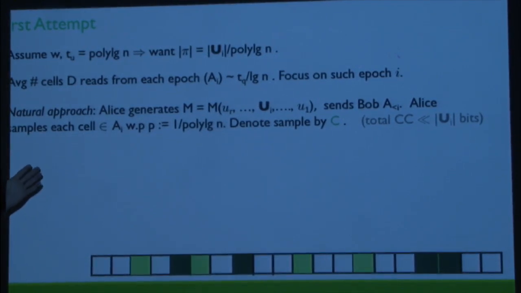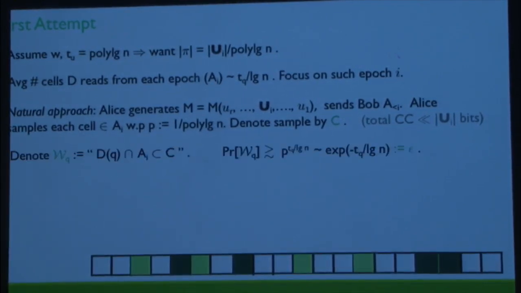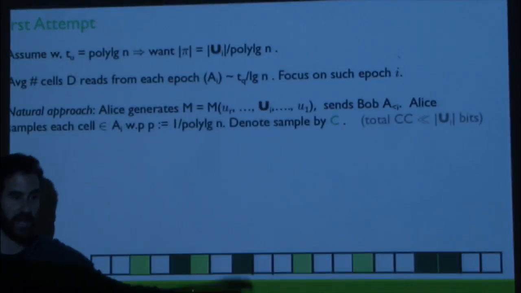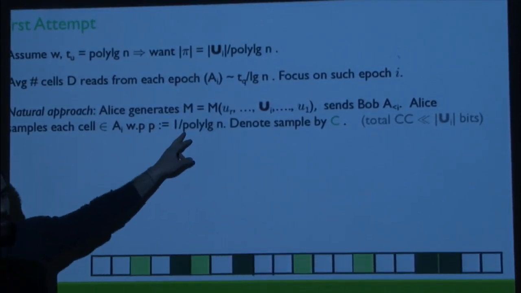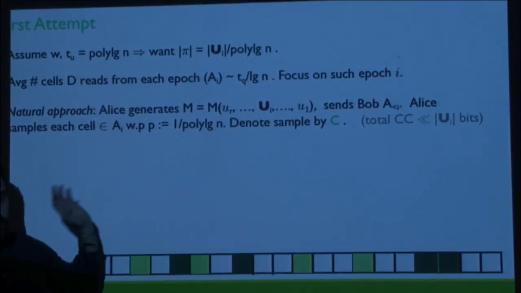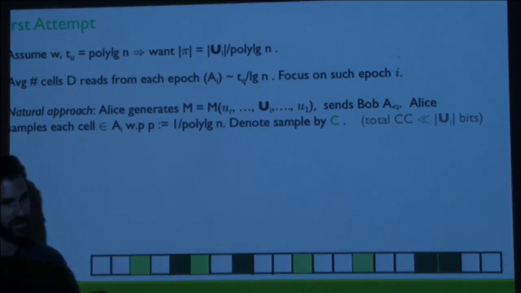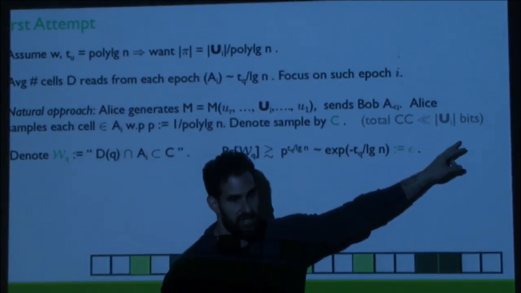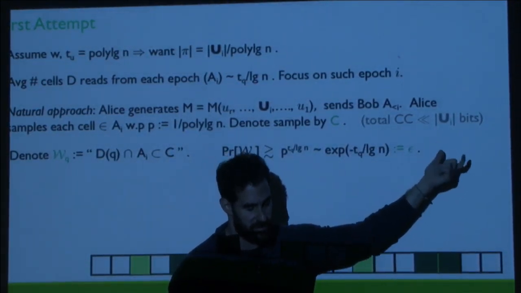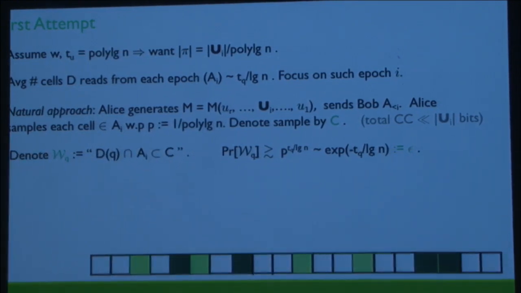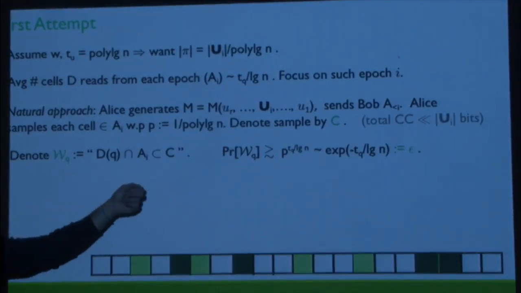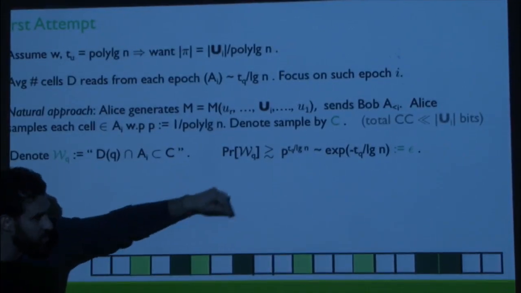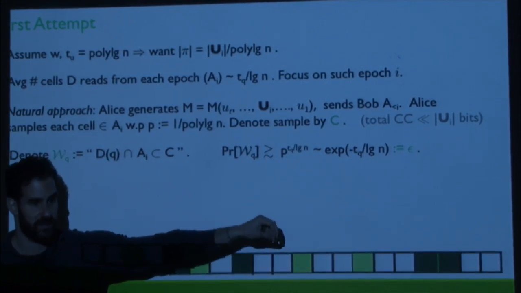So what is the natural approach given Casper's thing? Well, let's do the same thing. Let's have Alice subsample each light green cell with probability p, which is 1 over polylog n. She just sends it to Bob. We know it's cheap. We know the message size is fine. The total communication cost is much less than the entropy of the ith update sequence. And let's denote by WQ the event of success, the probability that the data structure probes only dark green cells.